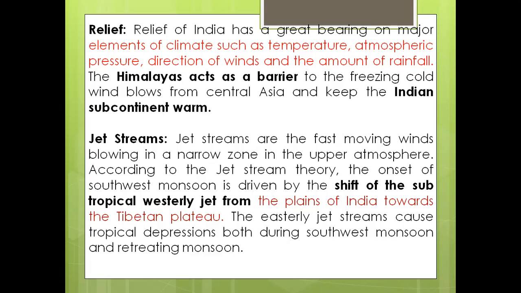The next factor is jet streams. Jet streams are a global phenomenon. In the northern hemisphere and southern hemisphere, wind blows in a particular direction. At one stage at the equator, the northern hemisphere wind and southern hemisphere wind collide, and this brings the southwest monsoon. This is known as the jet stream. So this factor also changes the climate of India.